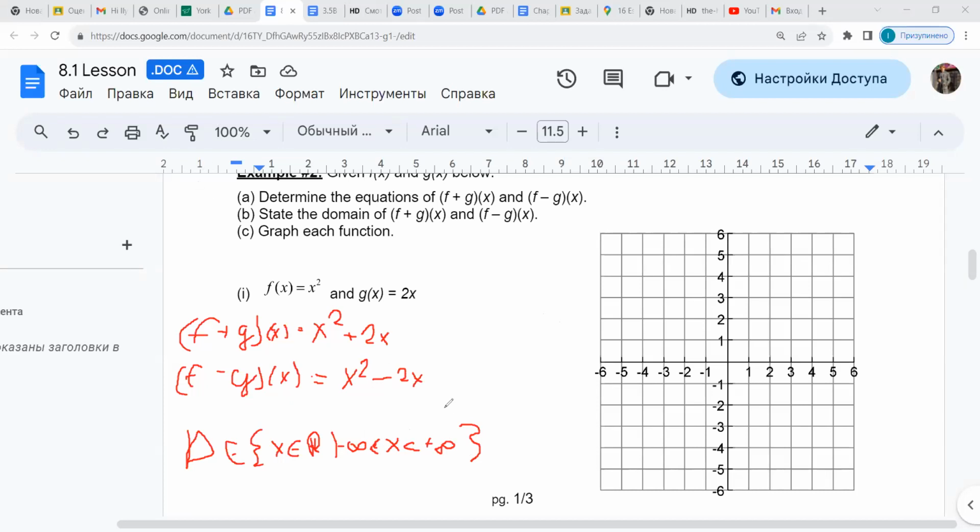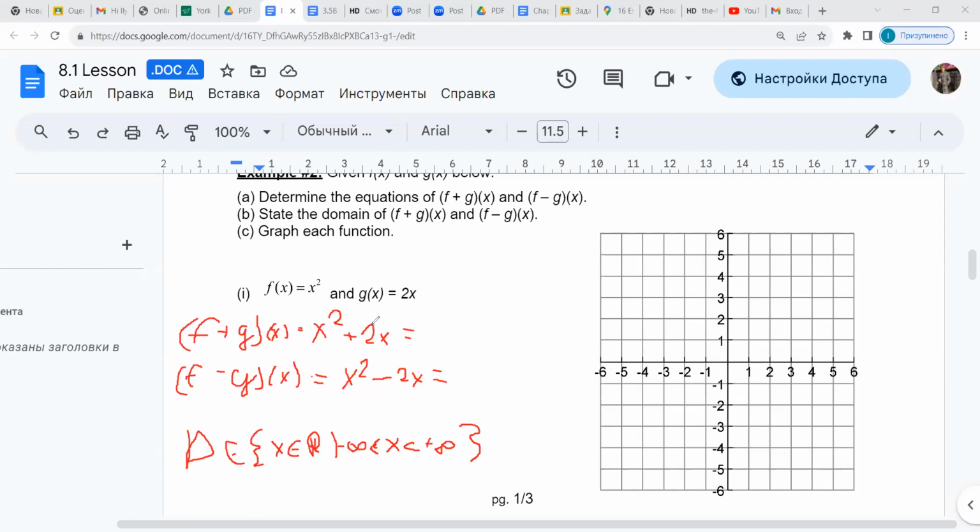Now, knowing all of this, we need to graph each of these functions. I believe you should know how to graph a parabola, a quadratic function. No? So first of all, let's show the zeros of these two functions.